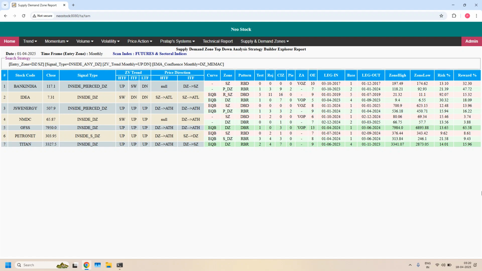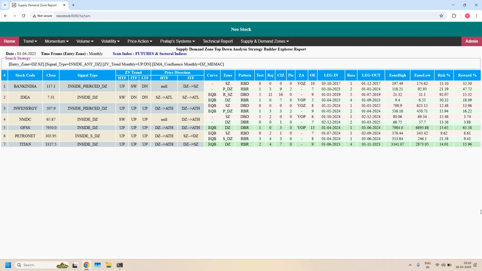All these 7 monthly demand zones are having monthly EMA confluence. Always look into the search strategy. We will get the clarity. At the same time, monthly trend is also only trending, that is up or down, but not sideways. And current price closed inside the monthly demand zone because time frame is monthly.